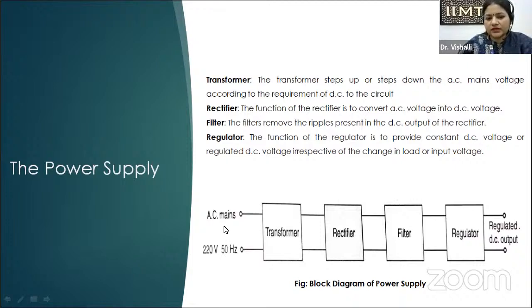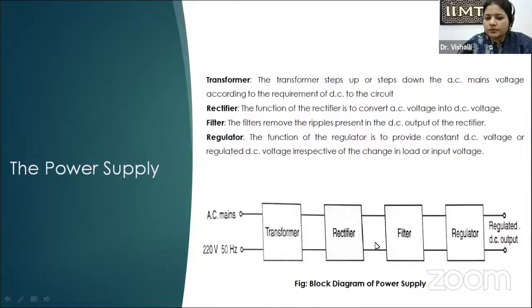First of all, we are providing the AC as an input to the transformer. Transformer helps in stepping up or stepping down the voltage according to the requirement of the DC which is required in the circuit. Secondly, that input is given to the rectifier circuit. The function of the rectifier is to convert AC into DC.